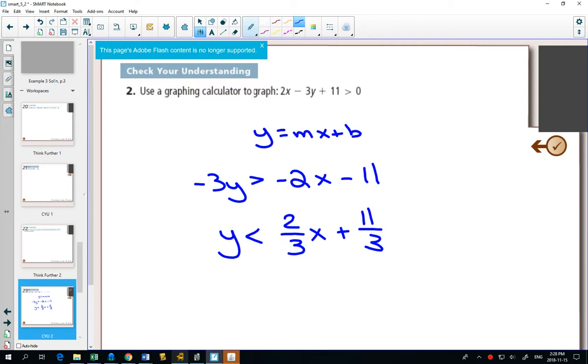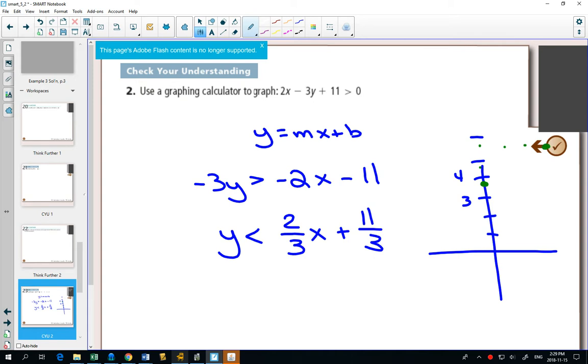So if you wanted to graph this, actually right now, this is hard to graph without a calculator because we have lots of decimals. It's not impossible. You could start with your y-intercept being 11 over 3, which is between what two numbers? 3 and 4. You could use your slope of 2 over 3, which means you would go up 2 and over 3 to find another point.